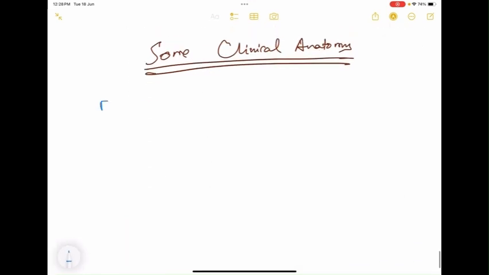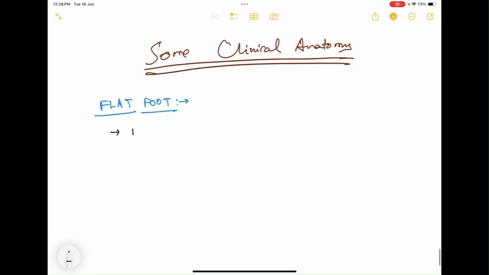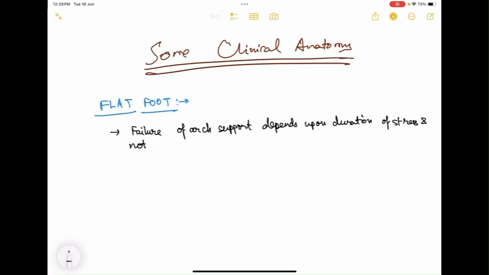All fat guys have flat foot. Even I have. Okay, I'm not body shaming anybody. It's just saying that because of the excess pressure, usually I will just read about it right now. See, why does it happen? It happens because of failure of heart support. So we can basically get 2 points in the flat foot. Failure of heart support depends upon duration of stress and not severity of stress.